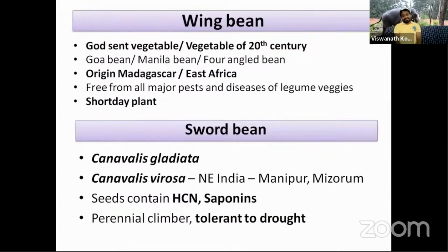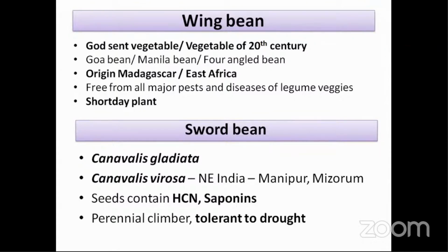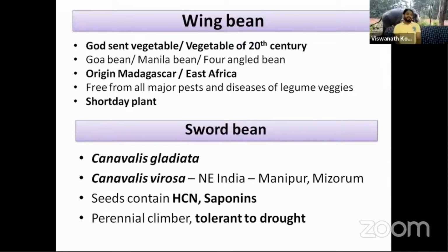So winged bean, there are minor beans, godsend vegetable and vegetable of the 20th century. Very long time ago, maybe in 2009, I think in the JRF examination, they asked this question: what is the godsend vegetable? When my seniors were writing the JRF examination, it was asked in 2009, which one is the godsend vegetable? Goa bean, Manila bean, four-angled bean are other common names. Origin was in Africa, Madagascar. You can easily identify Madagascar. It is a little separated portion from Africa towards the east side.